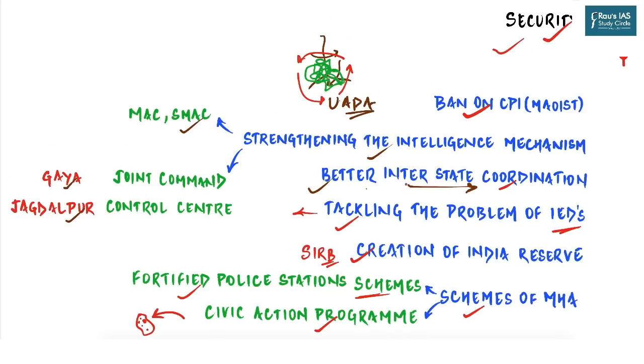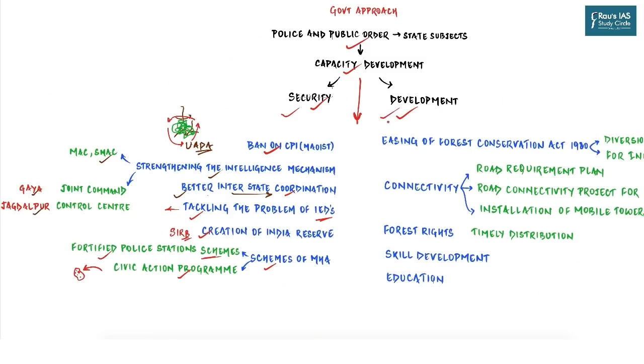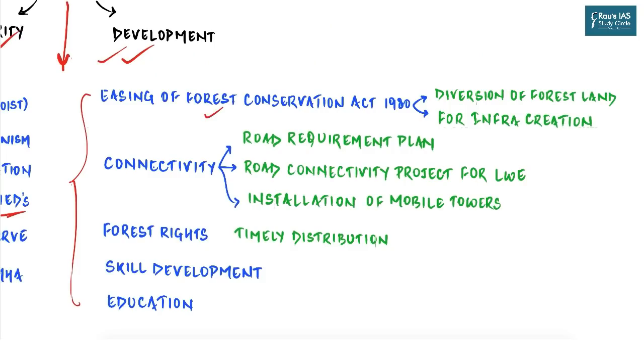But if we don't develop these areas, these gains will be temporary. And to make these gains permanent, there is a need to develop them as well. And for that also, a lot of schemes are carried out. But in this case, not all schemes are carried out by the Ministry of Home Affairs. Now, in the beginning we discussed how the acts dealing with the conservation of forest and nature created the main problem. And so the Forest Conservation Act 1980 has been eased in these areas.